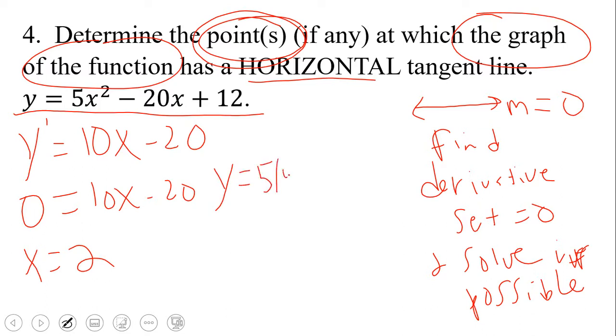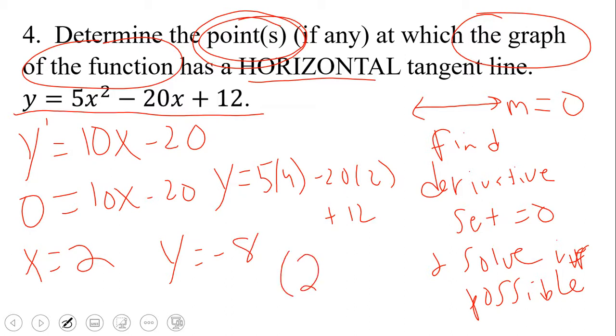So 5 times 2 squared is 20, minus 20 times 2 plus 12. That's going to give you 20 minus 40 is -20 plus 12 is -8, which means that at the point 2, -8, is where the horizontal tangent line occurs on this quadratic function. Because this is a quadratic, that would, of course, be the vertex or the minimum.